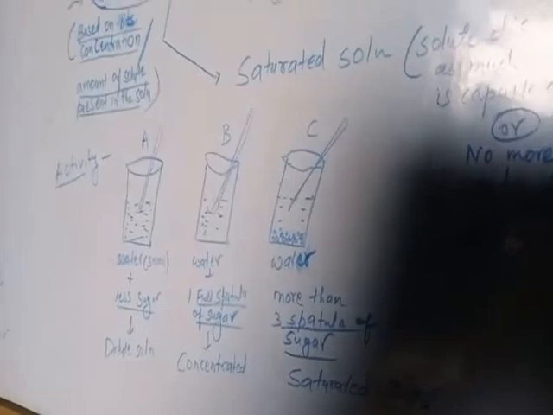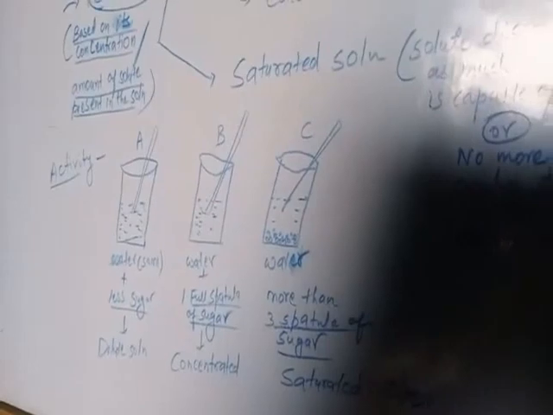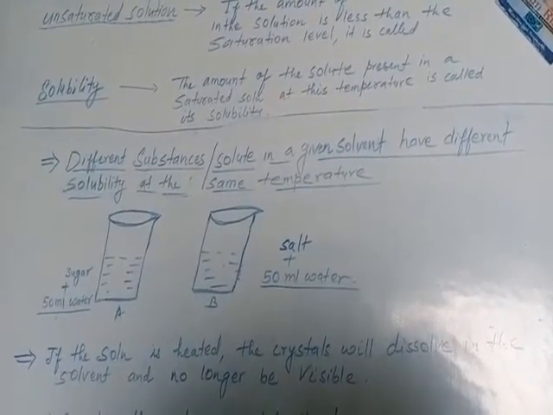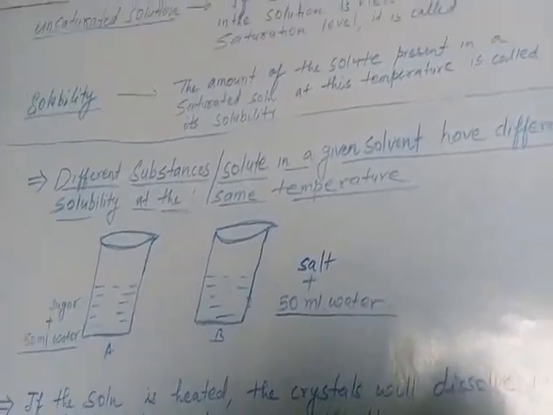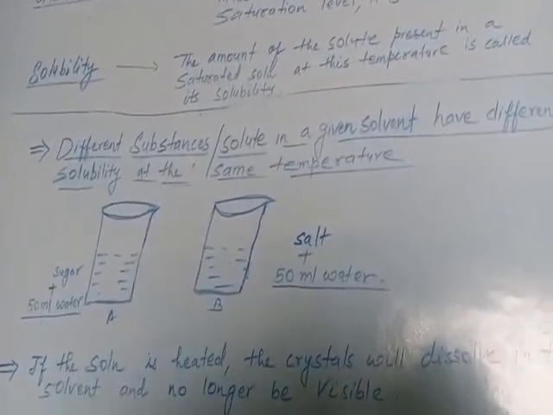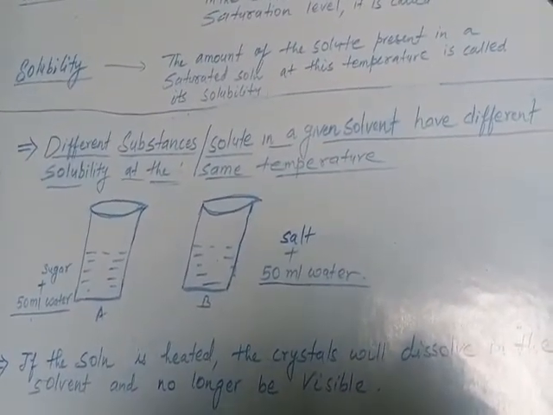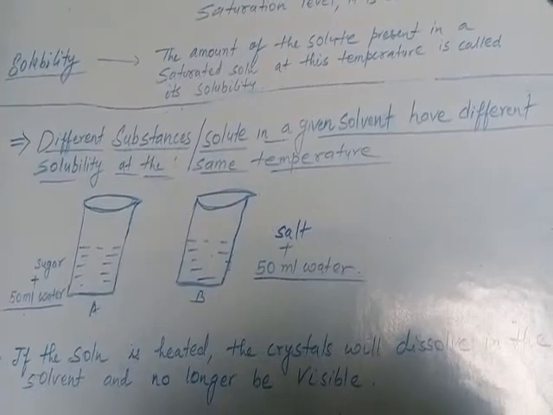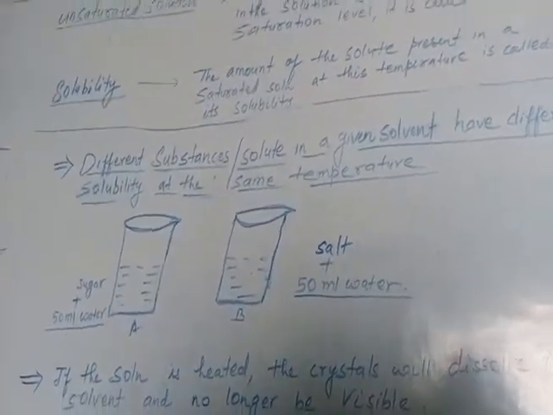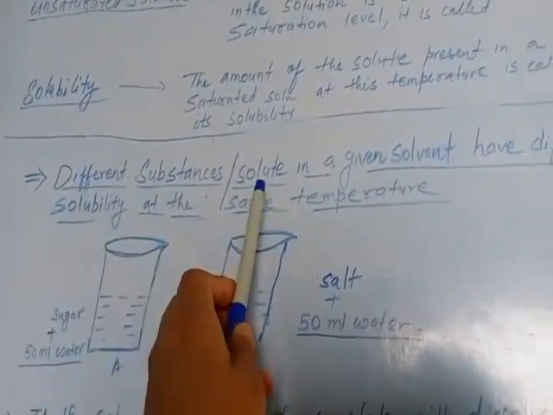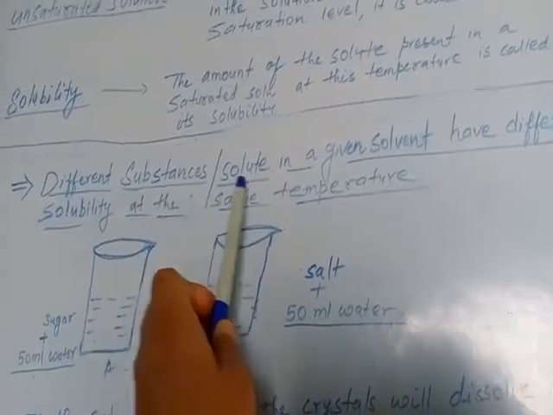Solubility of the solute in the given solution depends on the temperature. That means on rising the temperature, the solubility of the solute in the given saturated solution increases, and on lowering the temperature or on cooling, the solubility of the solute in the given saturated solution decreases. Also, different substances or different solutes in a given solvent have different solubility at the same temperature.